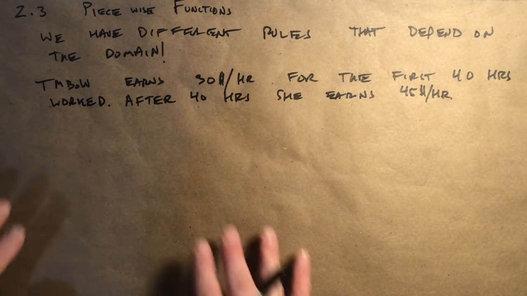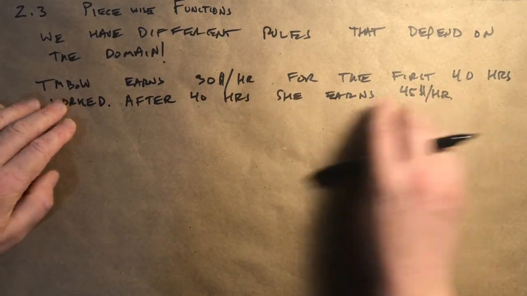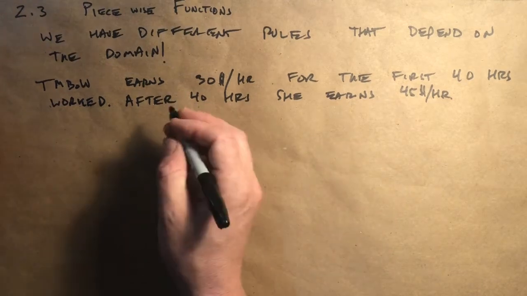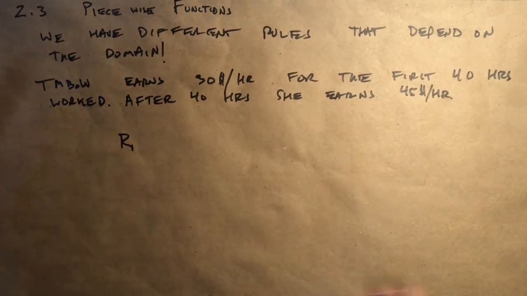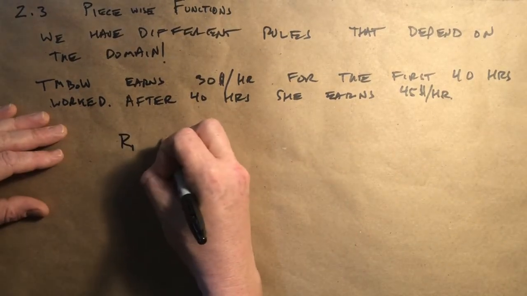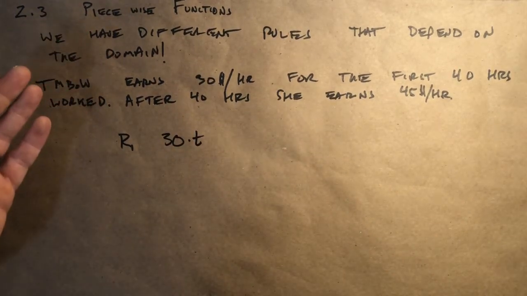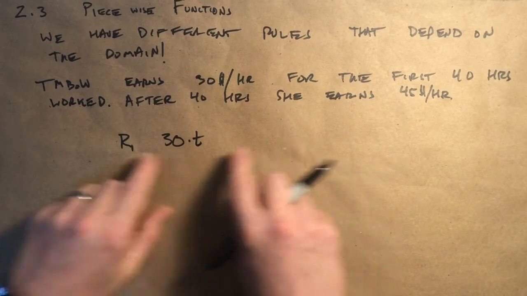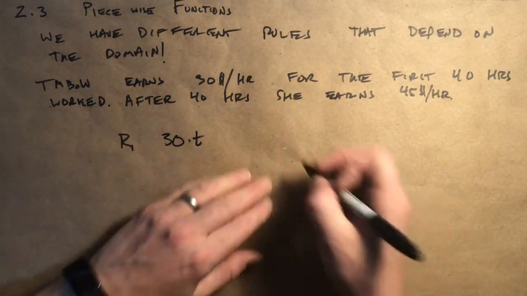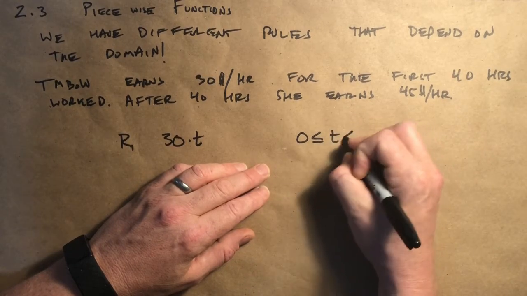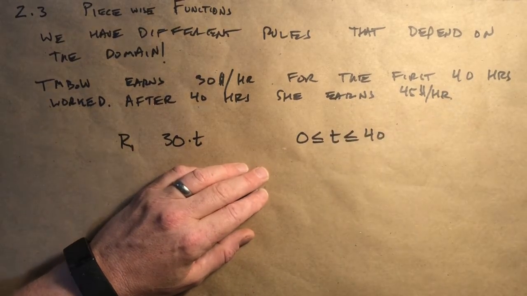So we have two different rules here. For the first 40 hours, we're going to earn $30 per hour. I don't think that's hard. I'm going to call it R1 for the first rule. Sure, we're going to have 30 times t. That's a linear function. And what I'm going to tell us is that R1, this first rule, is only valid from 0 to t to 40.